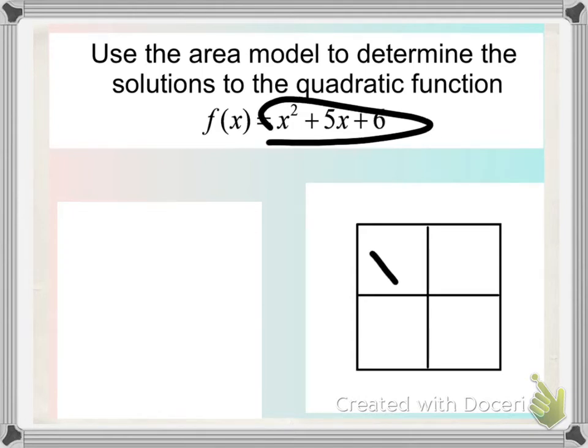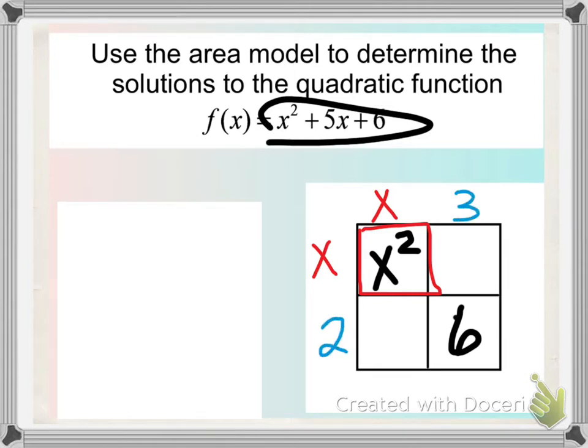So let's put x squared in the first box, and let's put 6 in the last box, because my first term is x squared, and my last term is 6. So now I want to find my factors. What would multiply to give me x squared? I know that x times x is x squared. And then I want to find what would multiply to give me 6. Well, I know my factors of 6 are 3 and 2. And I need to check it.